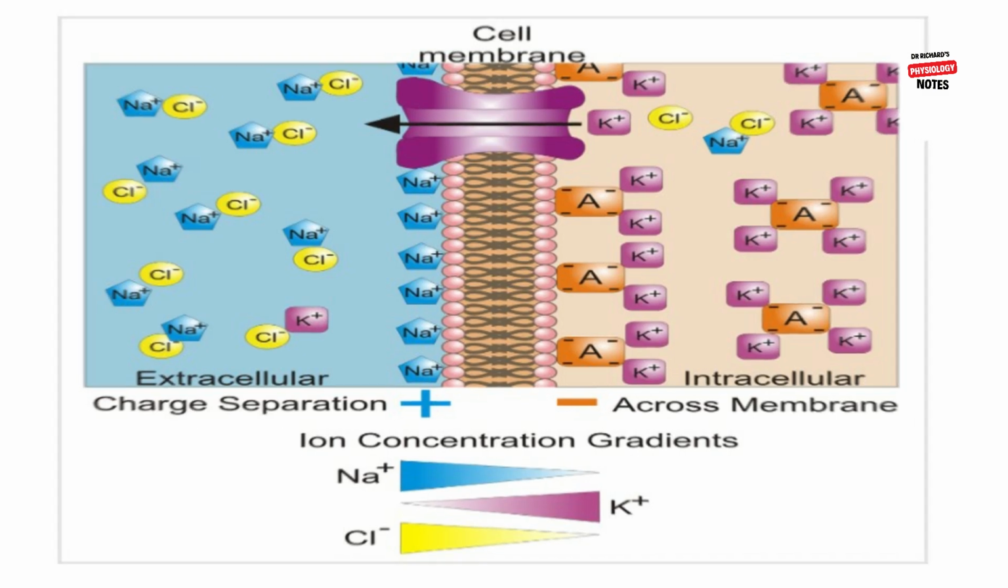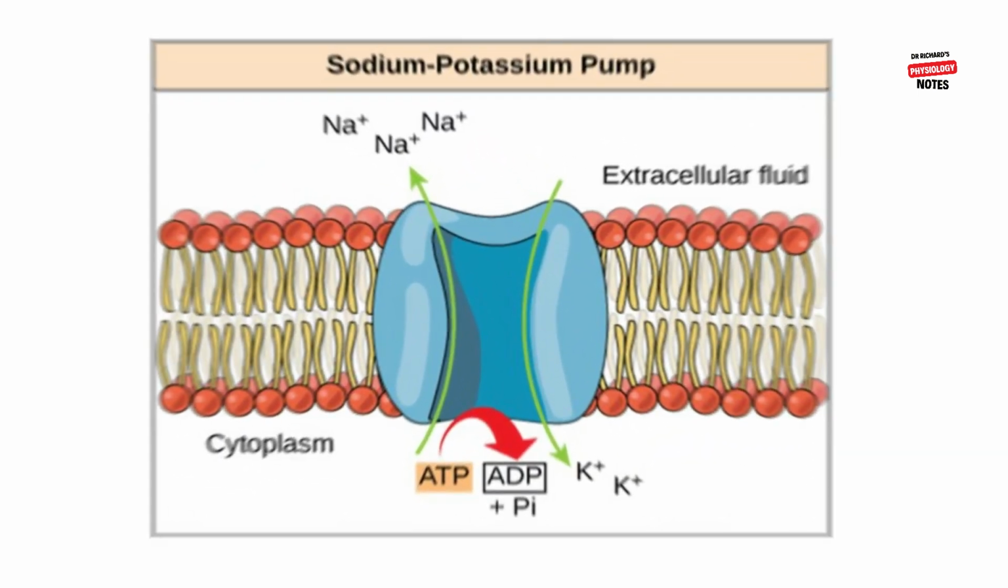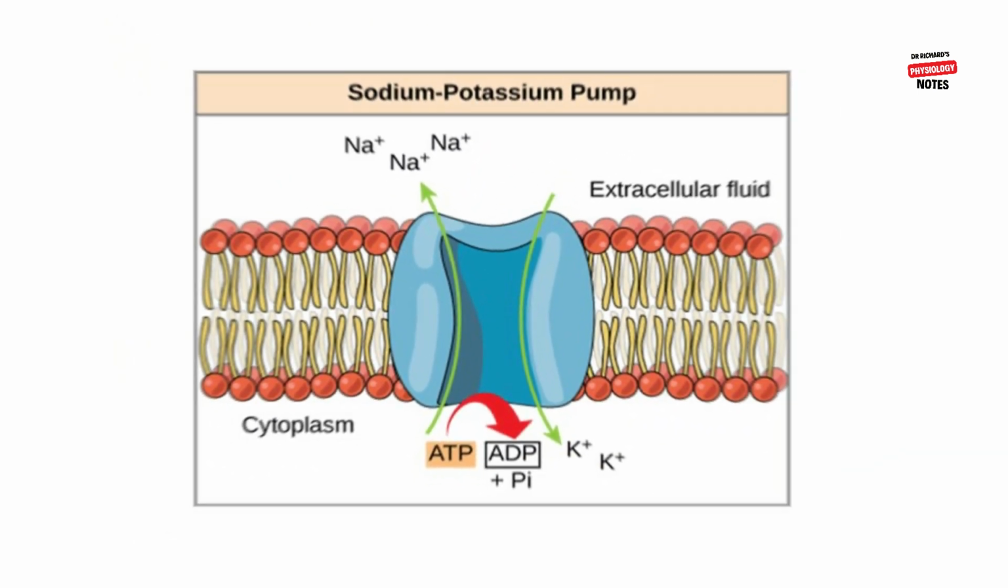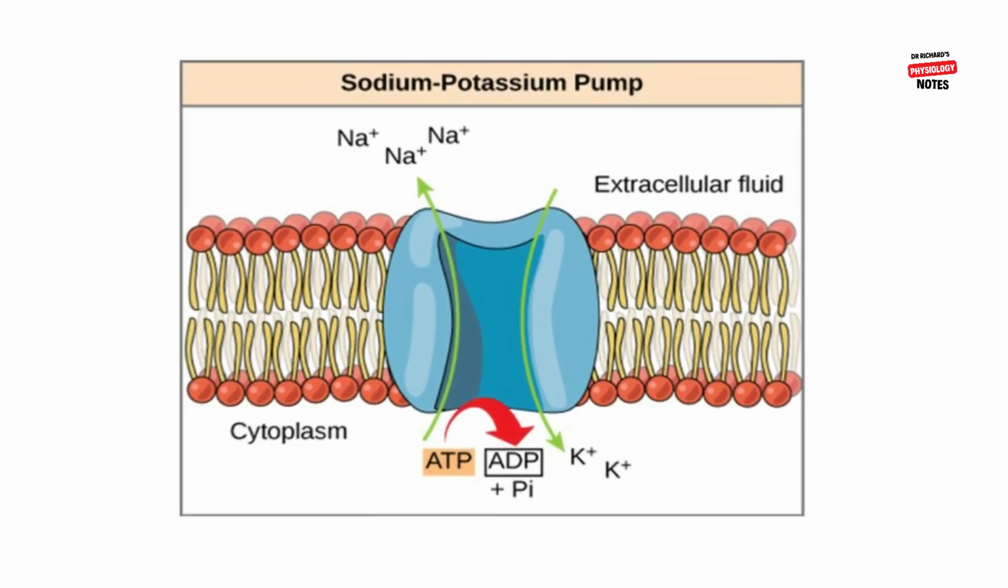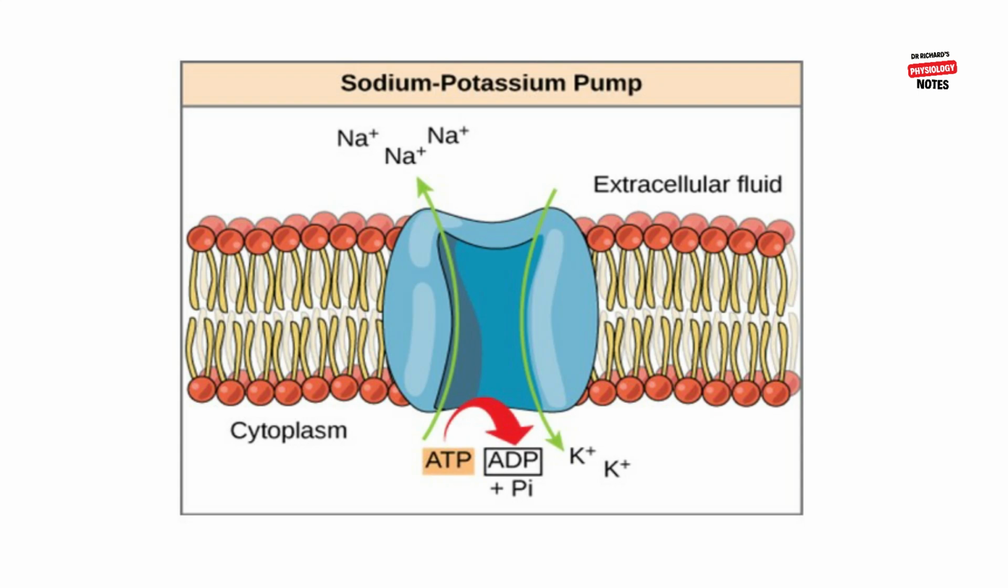than sodium diffuses in. On the other hand, the sodium-potassium pump moves 3 sodium ions out of the cell and 2 potassium ions into the cell, creating concentration gradients. Thus, more positive charges leave the cell than enter, leaving behind many negatively charged ions and proteins, and making the inside of the cell more negative than the outside.